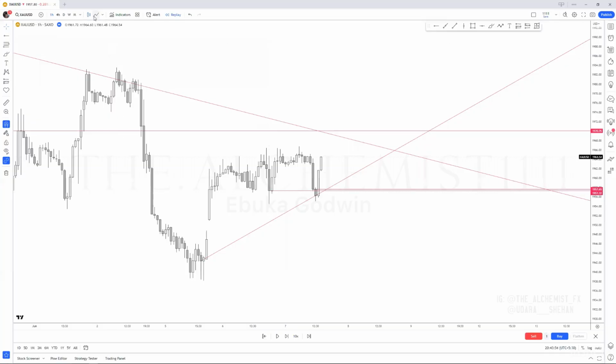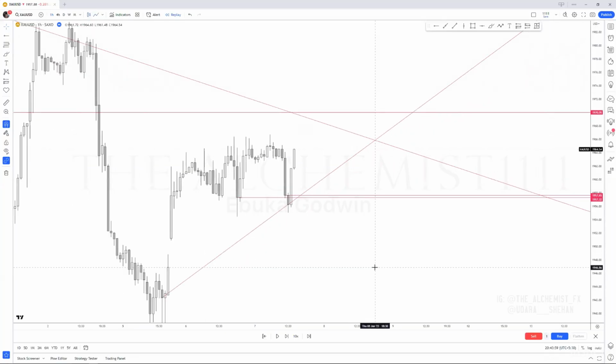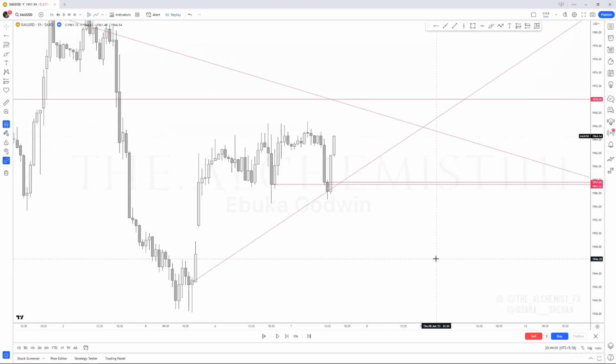This is a left shoulder, right? This is also a left shoulder. And now there's one way. Personally, this is how I find the best trend lines, and that is by determining the timing.